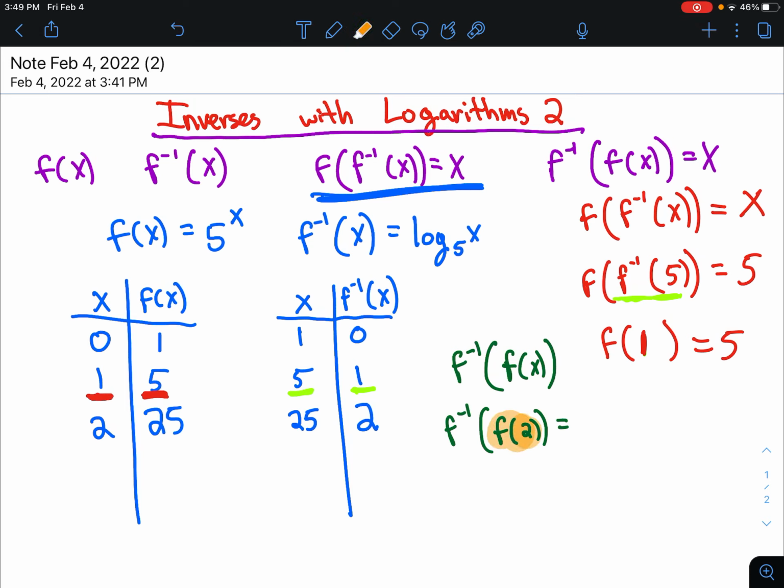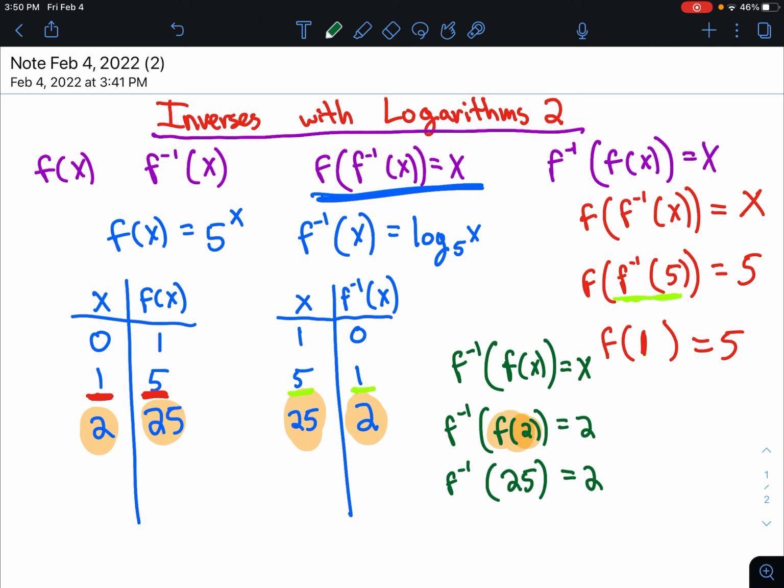We start with the inner part of our function, f of 2. So I put 2 into my original function, f, and I get out 25. So f of 2 is equal to 25. And then I take f inverse of 25. So I plug in 25 to my f inverse function, and I get an output of 2. So f inverse of f of 2 equals 2. And f inverse of f of x will always be x. So we demonstrate that this property holds with exponential functions and logarithmic functions, and that they essentially cancel each other out.